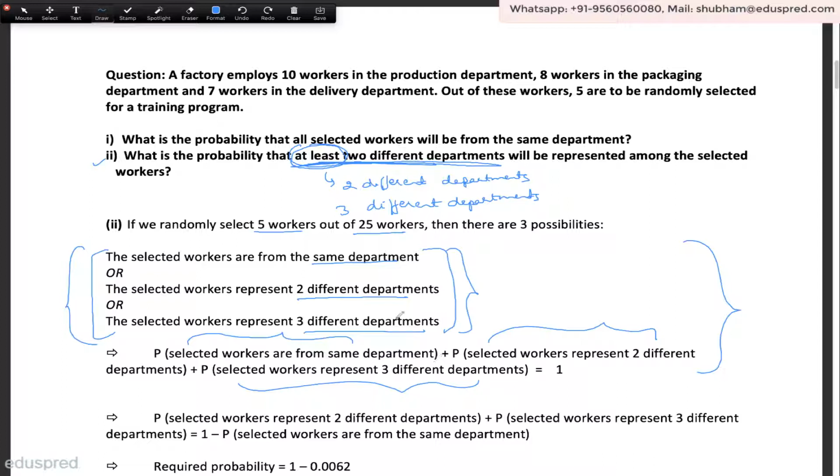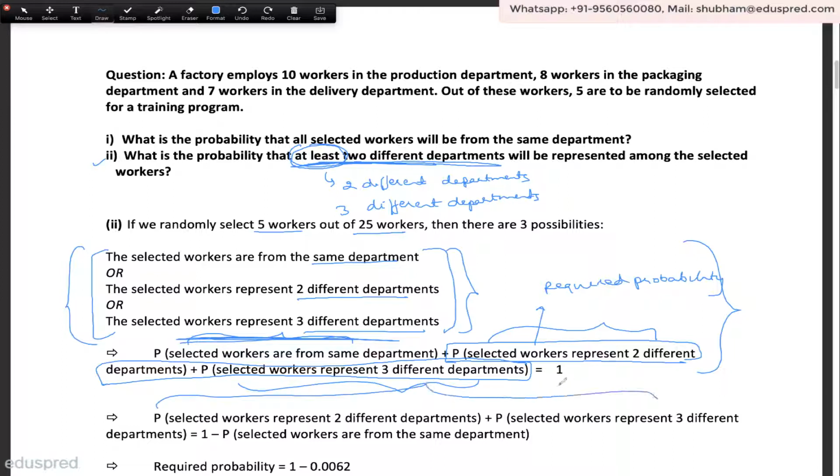Now what is it that we have to find? We have to find this plus this. Now, how can we find this? So the required probability that we need to find, from here you can see, is actually equal to 1 minus this probability, that is, all the selected workers are from the same department. So the required probability is equal to 1, and then you take this on the right hand side. It will become 1 minus the probability that the selected workers are from the same department.